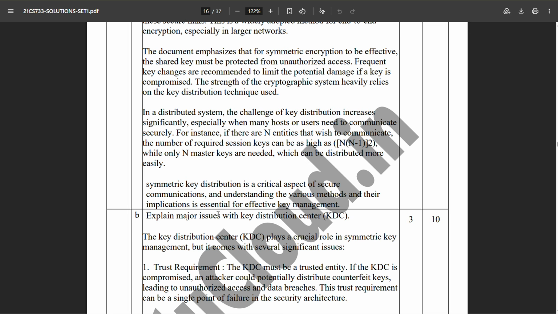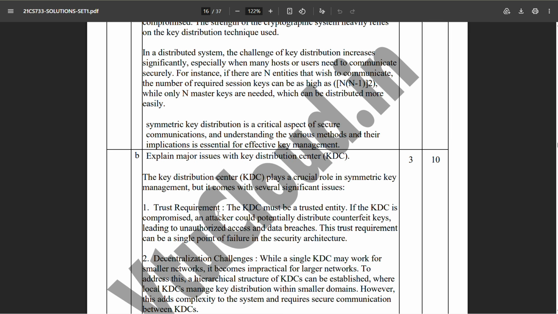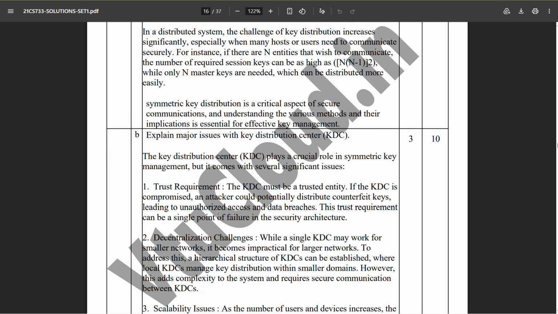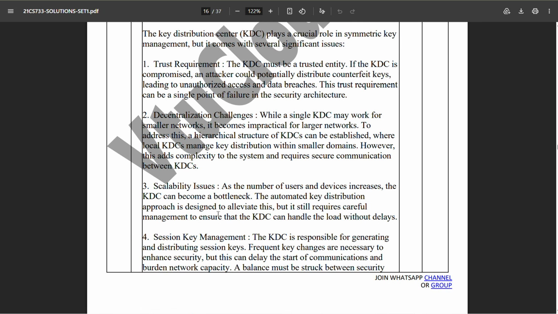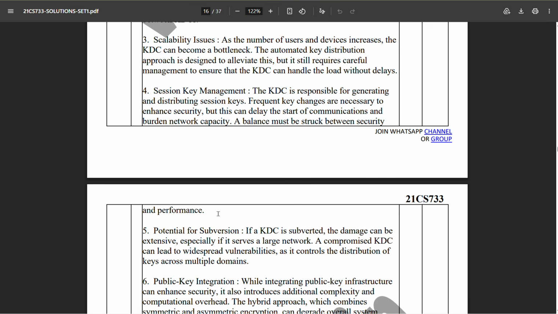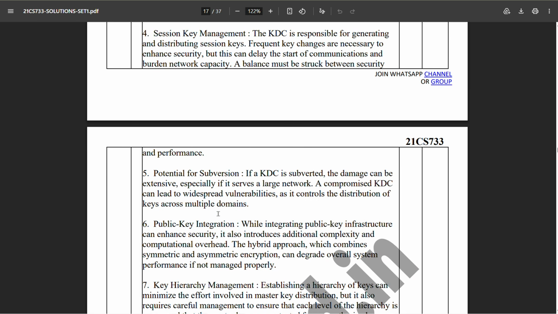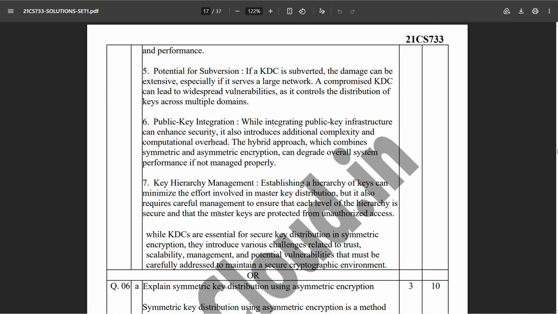And the next question is explain major issues with key distribution center. In this you have to explain the issues occurring in the key distribution center. There are some issues like trust requirement, decentralization challenges, scalability issues, session key management, potential for subversion, public key integration, key hierarchy management. These are the seven issues occurring in the key distribution center.